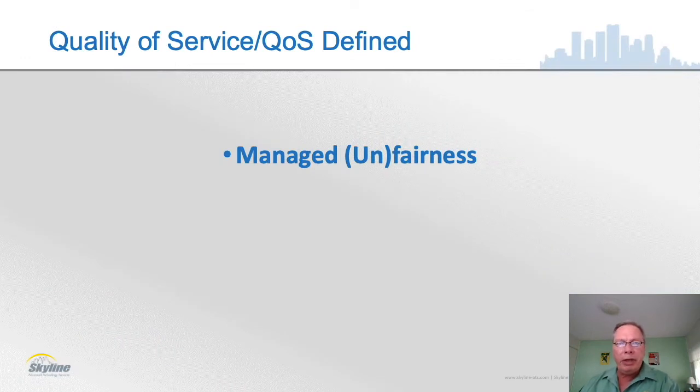We discuss differentiated services code point as part of the concept of quality of service and how we use and implement quality of service tools. Remember, quality of service is about treating some traffic differently than others. One of the historical definitions of quality of service is managed unfairness.